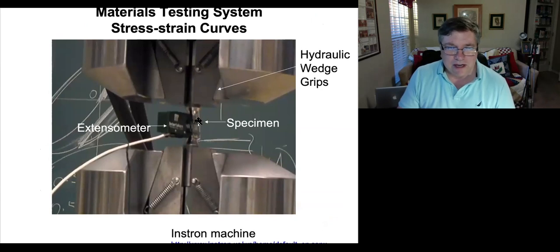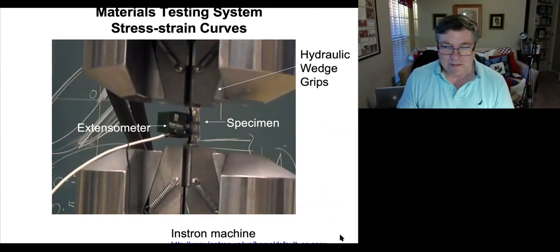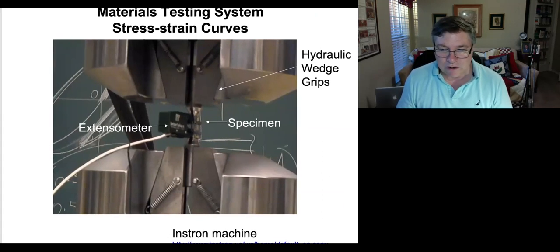So here we see a specimen. This one looks like it's going to extend and stretch this material until it breaks. You can even test bowling balls. You can test all kinds of things with the Instron machine. Really, really cool thing.